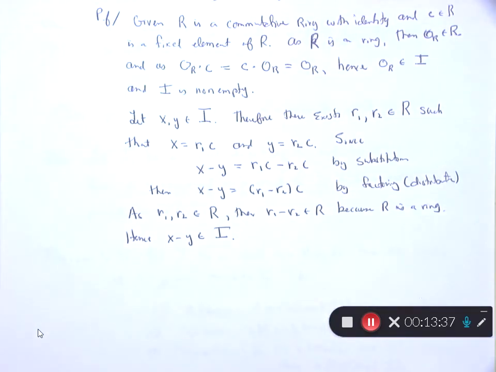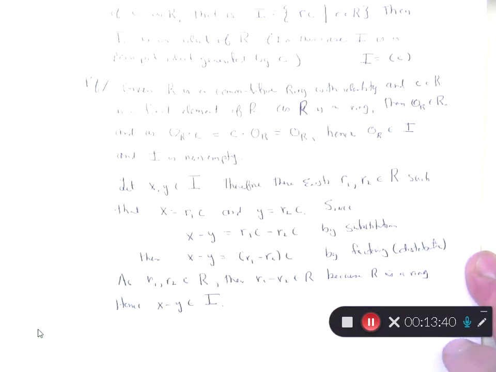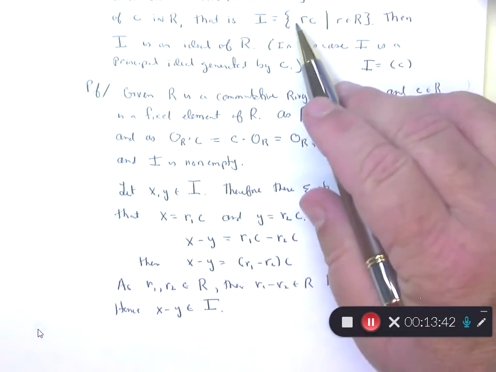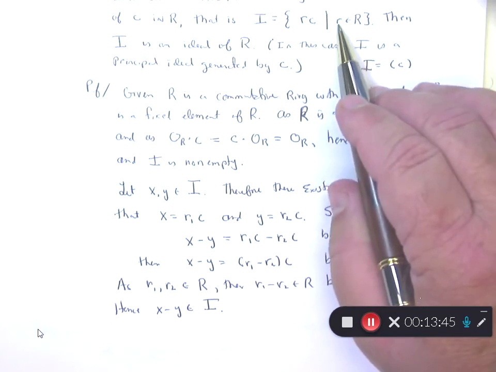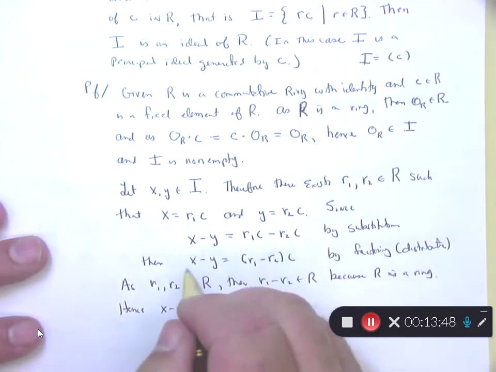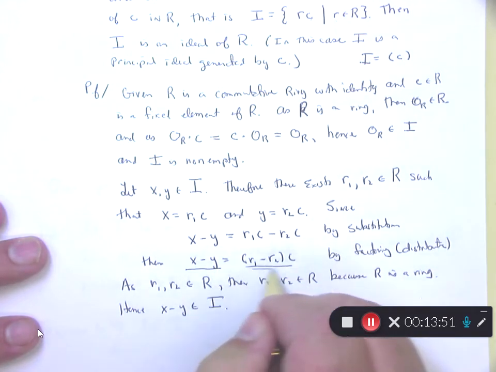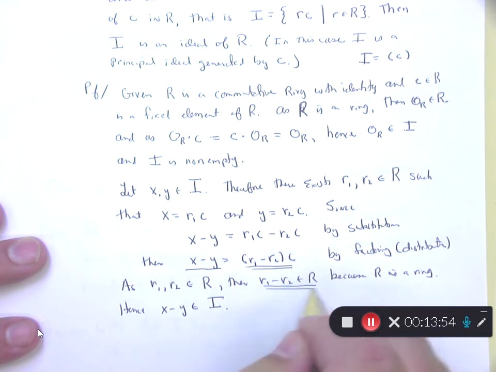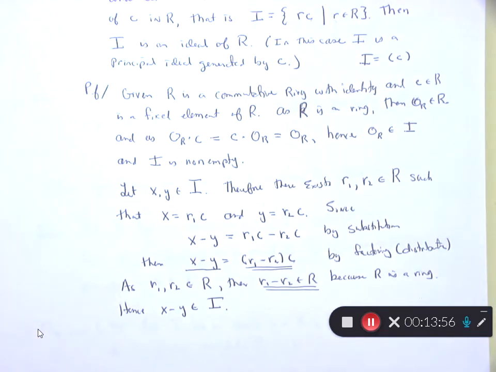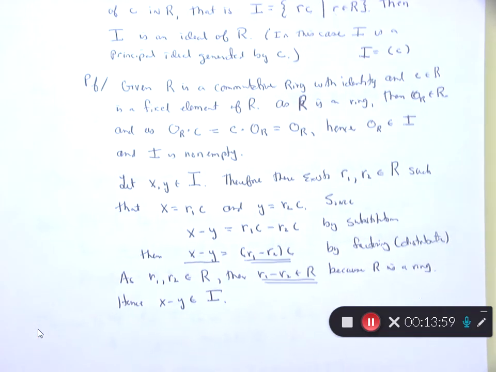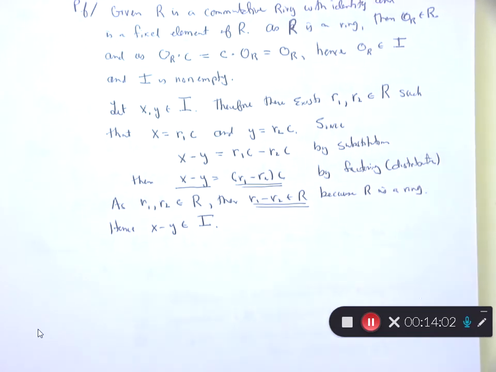Now again, from the structure of being in I, x minus y has a structure that looks like somebody times C, where that somebody came from R. That's what I'm looking for to be inside of I, and x minus y has it. Now, the third part is the new part. Part one, showing it's non-empty, and part two, showing closure under subtraction, are exactly the same thing that we did when it came to subrings. So for the third part, there's a subtle difference.